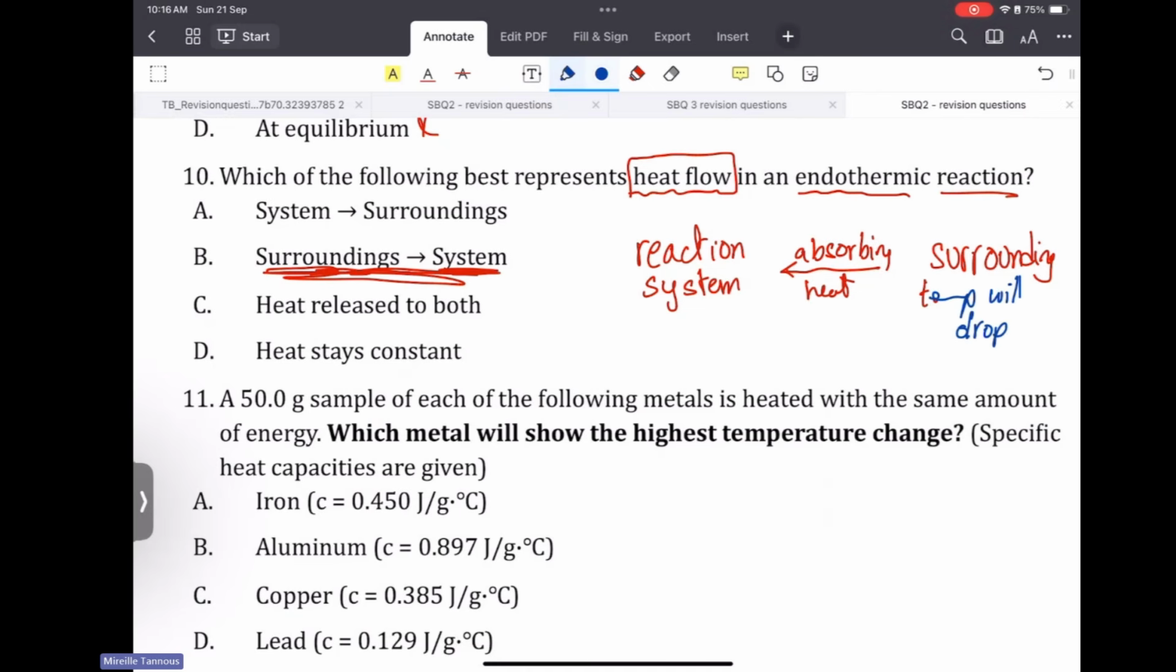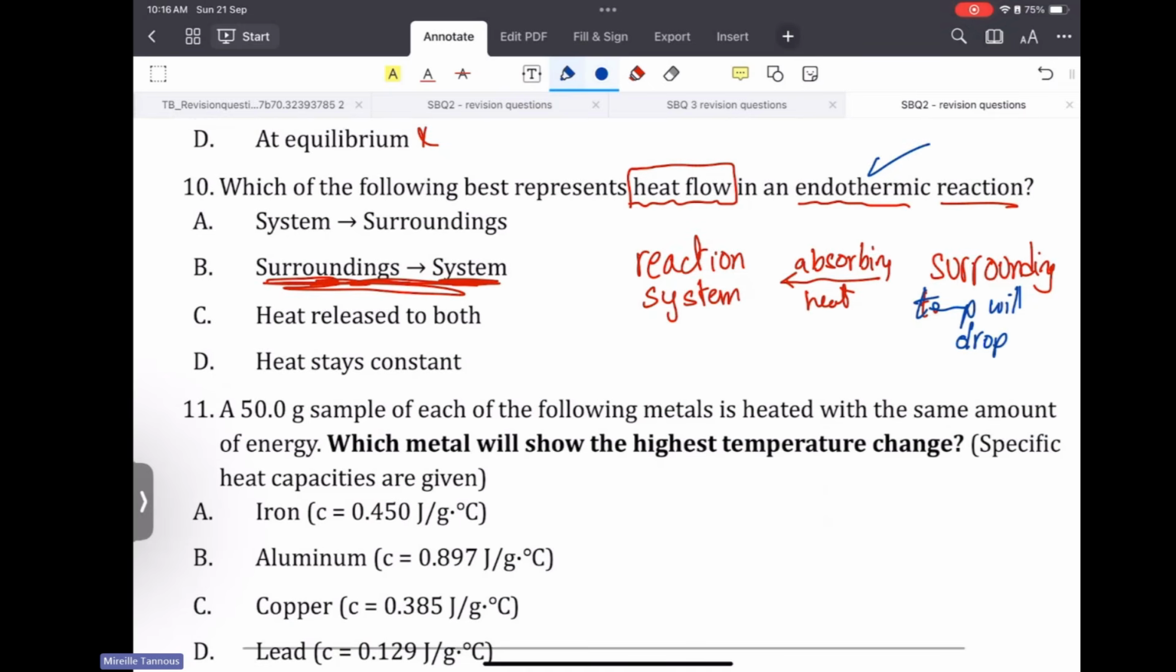So if this question is given in a different way, you can know that when the temperature drops, and we don't have to say temperature of the surrounding because we always mean the temperature of the surrounding. We never talk about the temperature of the system. So when the temperature of the surrounding drops, it means that the system is endothermic. It means that the heat is flowing from the surrounding to the system. Choice A would be an answer for an exothermic question.